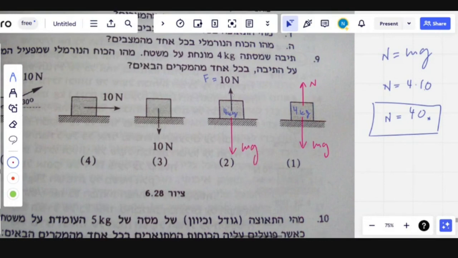And I will do 40 minus 10. Very good, right? The normal is also, and we are also going to have a normal upwards, right? And we need to find the normal.